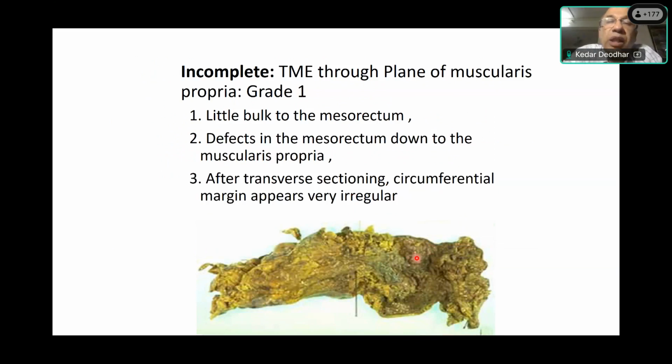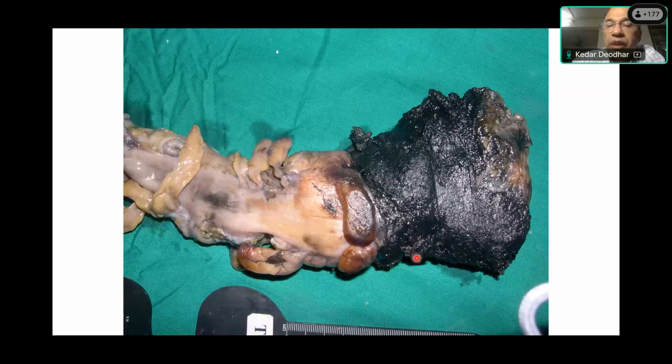That is an incomplete TME excision, and that is not a good surgical technique. So surgeons, oncosurgeons, are required to do a complete TME excision. This is how it will look. We ink the non-peritonealized surface, we ink with black, and we cut it as a transverse cut, lay it on the table, and that's where we are trying to look.